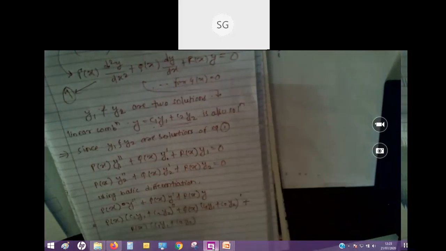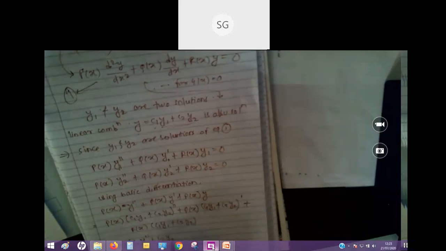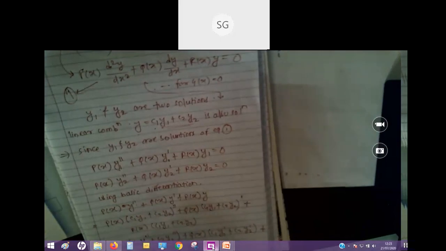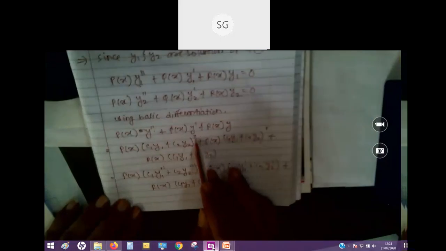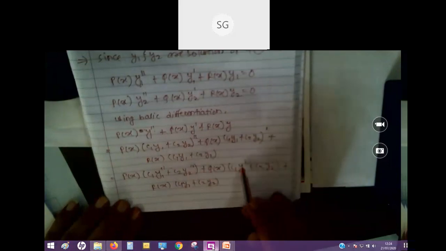So again solving this we can get p of x into c1 y1 double dash plus c2 y2 double dash, plus q of x into c1 y1 dash plus c2 y2 dash, plus r of x, the term will be the same, c1 y1 plus c2 y2. What we have done is, using differentiation rules, we take separate derivatives of y1 and y2 instead of taking them commonly. c1 and c2 are constants, so no problem is there. Same is the case with y1 and y2 here.